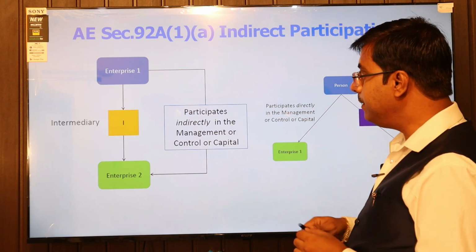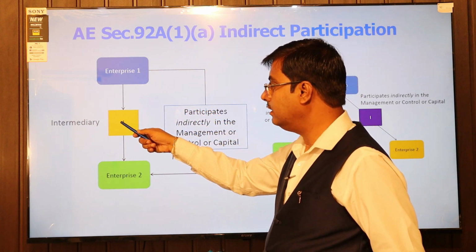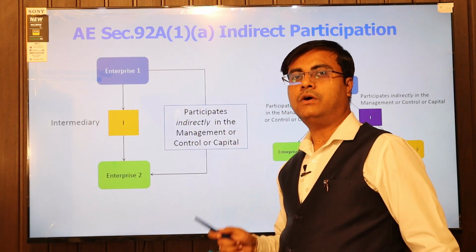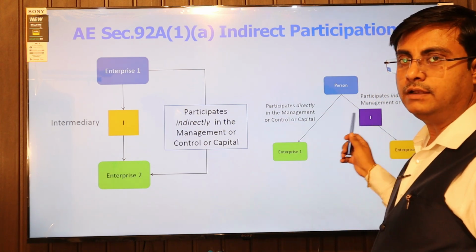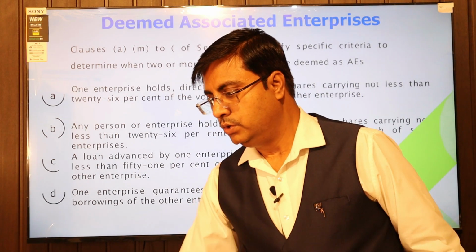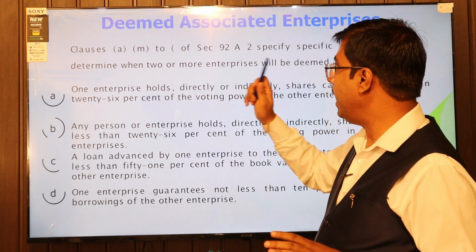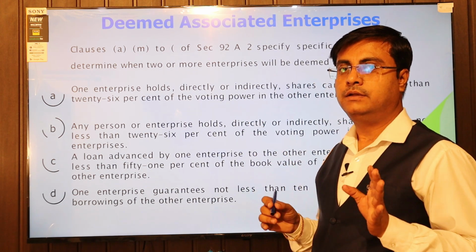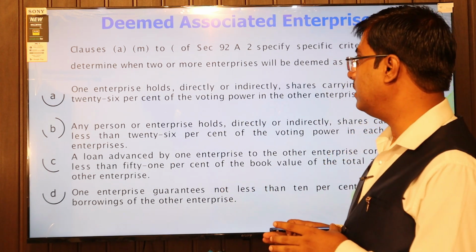Indirect participation: I am here, right? I hold shares in this company, and this company B holds shares in company C. So this scenario is also covered for associated enterprises. In the same way, indirectly through this mechanism is also covered for associated enterprises 1 or 2. So deemed associated enterprises also have a provision. Clauses A to M in section 92A specify some examples, right? If you fall in these examples, we will treat you as deemed associated enterprises.